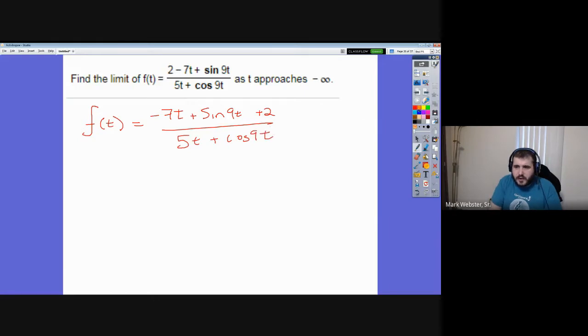So the first thing we can do is identify the things that aren't going to follow us to infinity land. They don't grow, or they don't grow fast. So 2, you're out. Sine and cosine, you're out. So what are we left with? As we approach infinity, we're left with this. So look at this. The t's cancel out, and we're just left with -7 over 5.